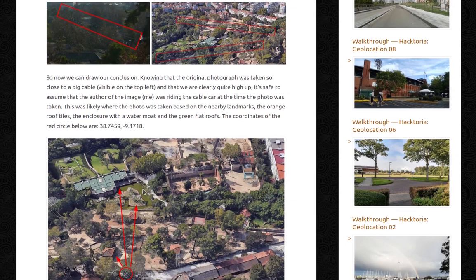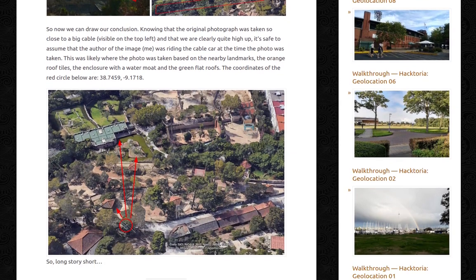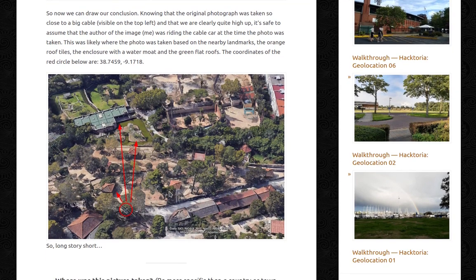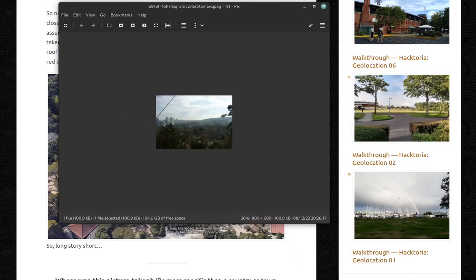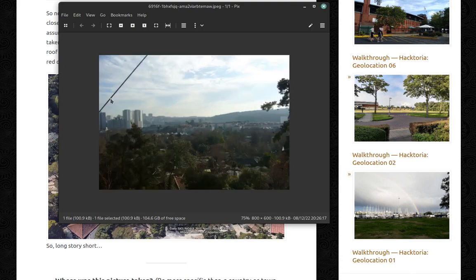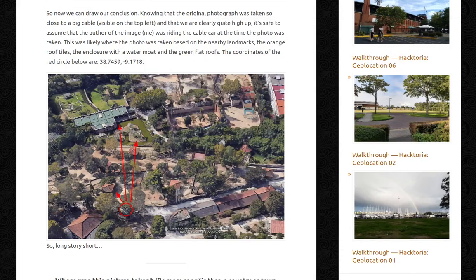So now we can draw our conclusion, knowing that the original photograph was taken so close to a big cable, because it was visible on the top left. We go again. Oh my god, too fast. You go that one. It was very visible to that. And we're clearly quite high up. It's safe to assume that the author of the image, which was me, was riding the cable car at the time the photo was taken. Yeah, I was. This was likely where the photo was taken based on the nearby landmarks.